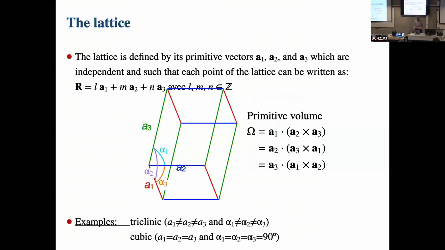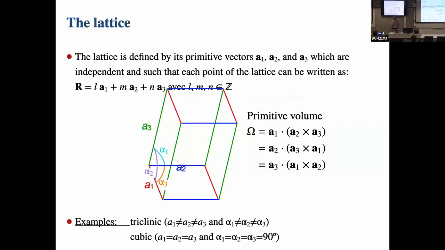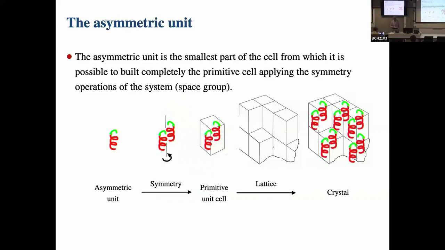So the unit cell is typically defined by three lengths, a1, a2, and a3, and three angles, alpha1, alpha2, and alpha3, which define the three vectors, a1, a2, and a3, okay? You have the example of the triclinic system, in which the three lengths are all different and the three angles are all different. In contrast, you have the cubic system, in which the three lengths are equal and the three angles are equal to 90 degrees, okay?